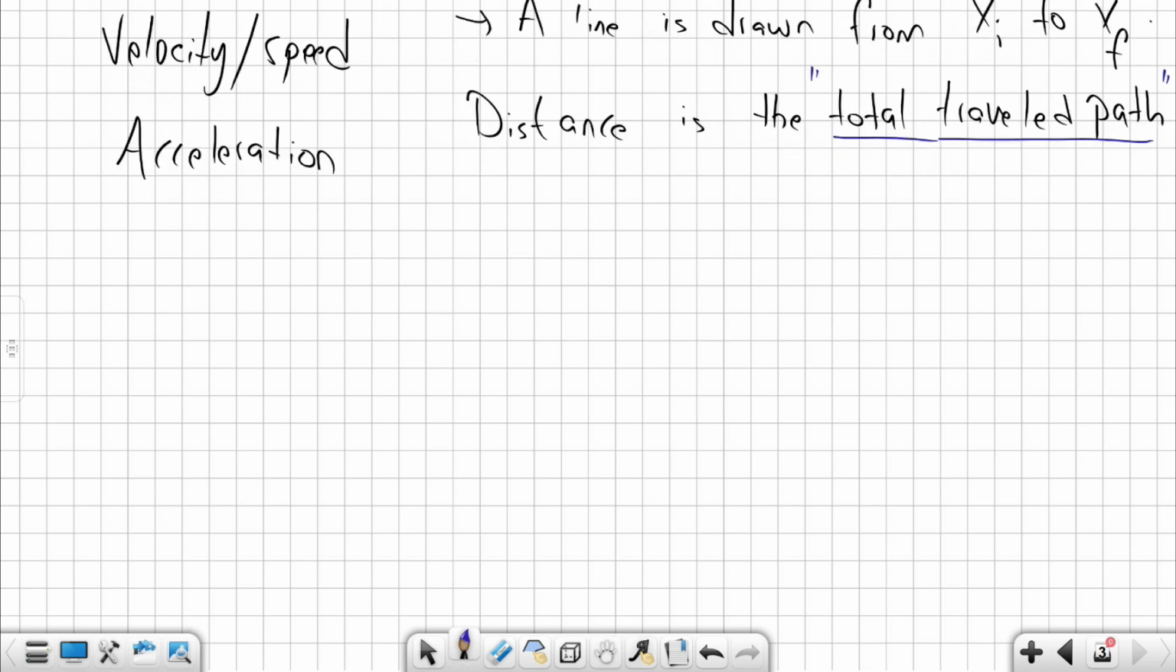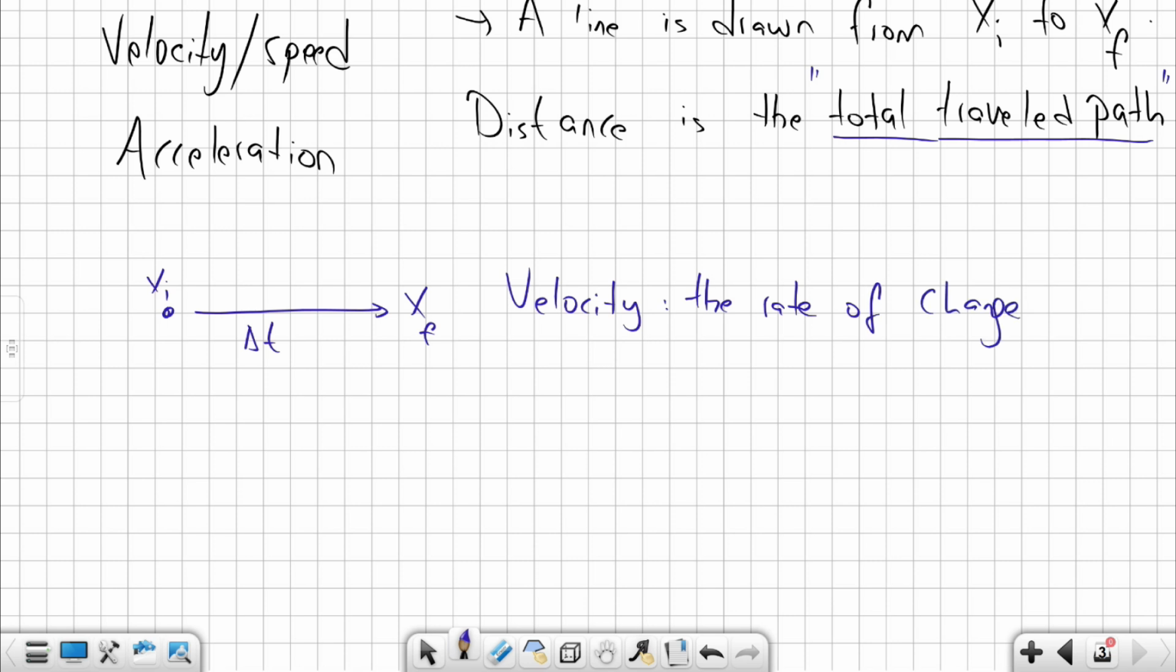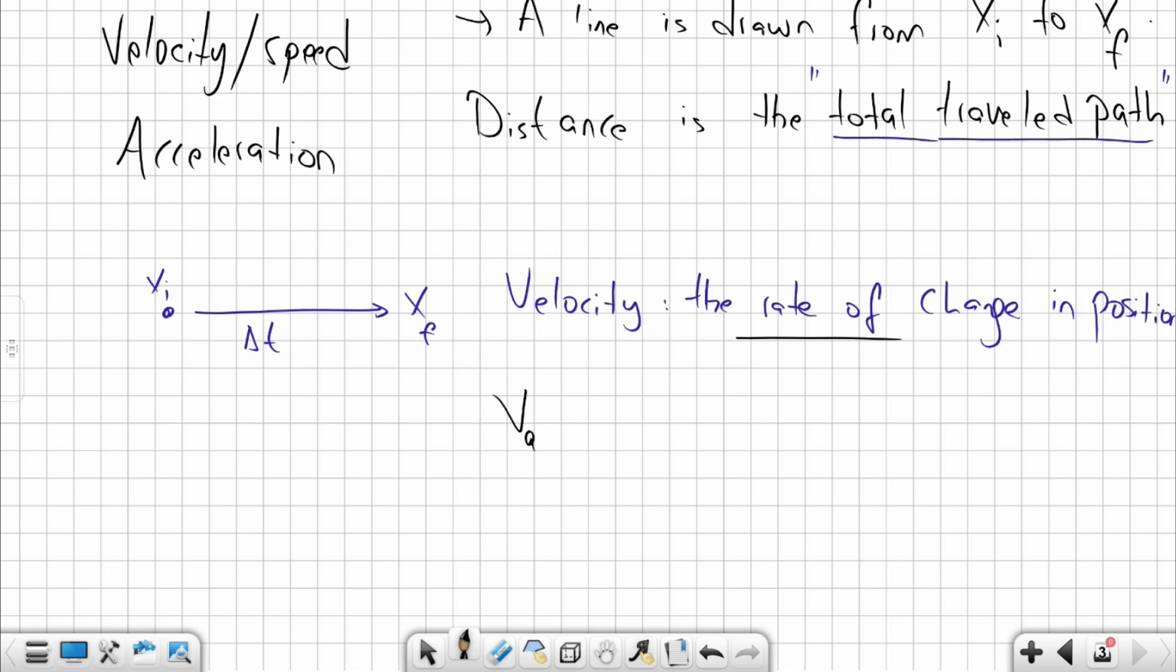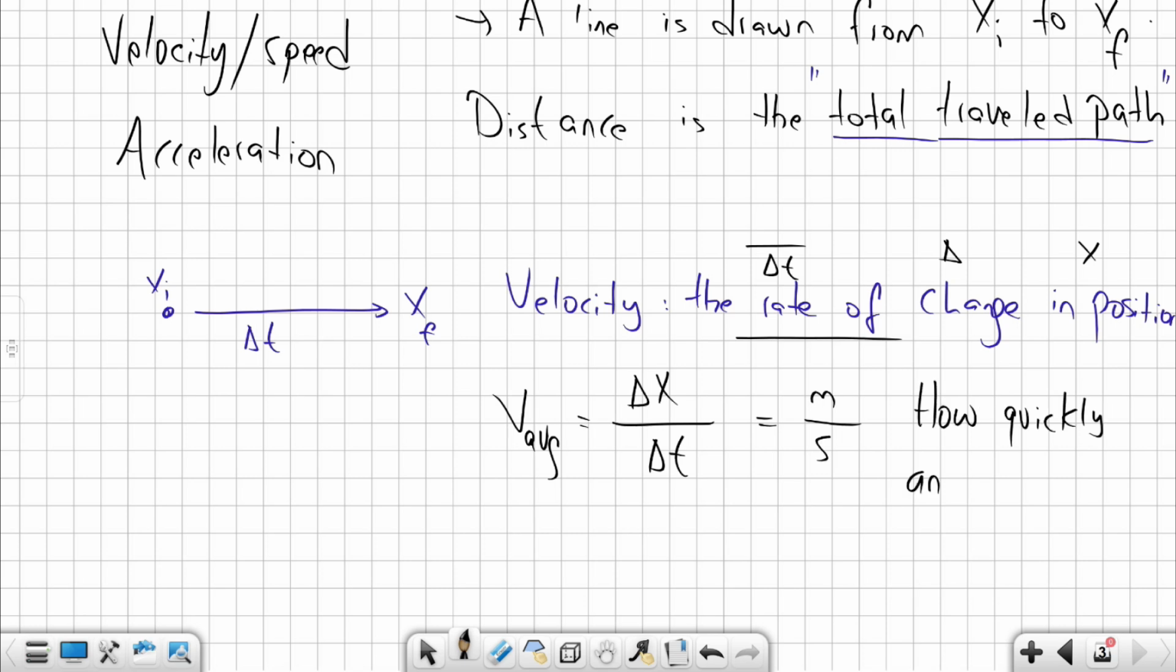If we have an object that moves from x initial to x final in a time interval, velocity in physics is defined as the rate of change in position. Whenever we have the rate of, it means whatever comes after it is divided by delta time. So now we have velocity, which is the equation for the average. Change means delta, in position is x, so this is divided by delta time. So delta x over delta time, and the unit is meter per second. Simply, it describes how quickly an object moves.